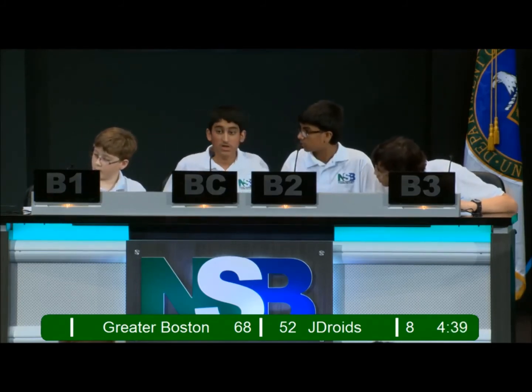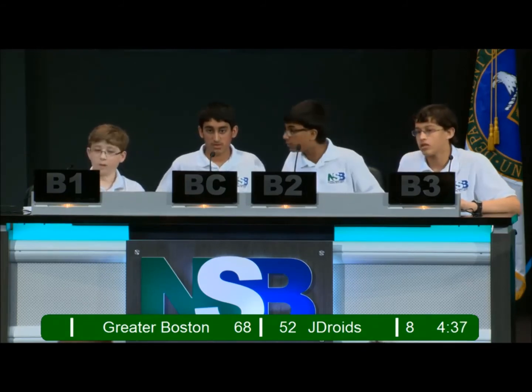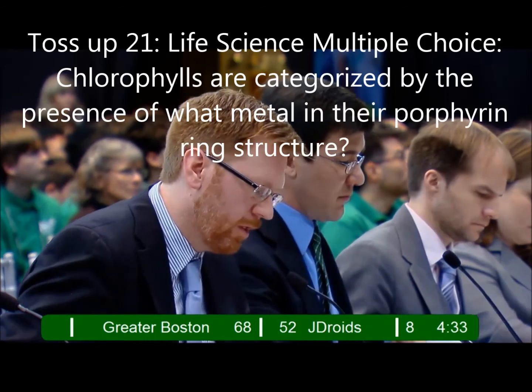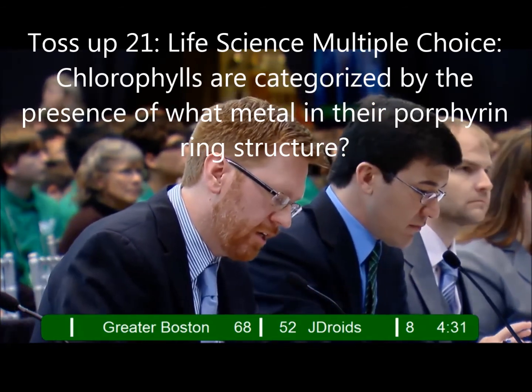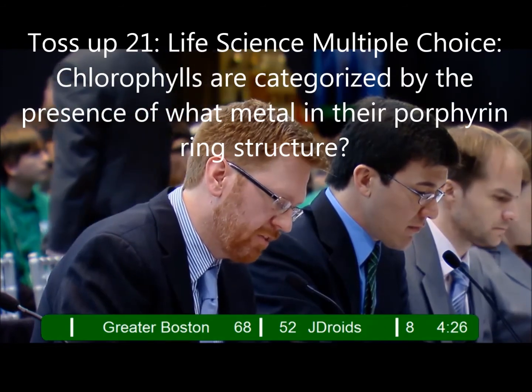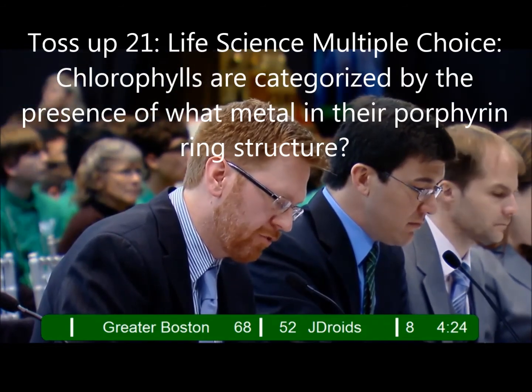Okay. Sample B. That is incorrect. The answer is sample A by 8 grams. Toss-up 21, life science, multiple choice. Chlorophylls are characterized by the presence of what metal in their porphyrin ring structure?